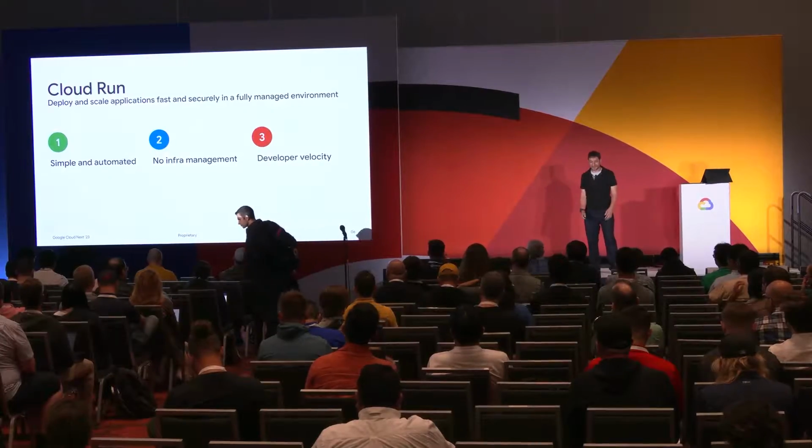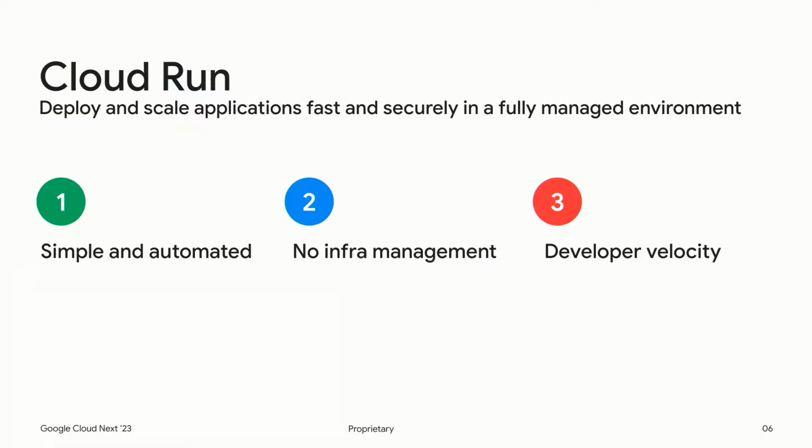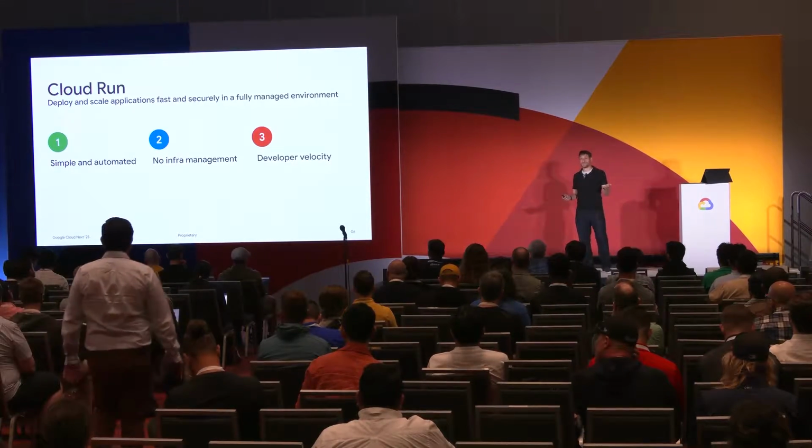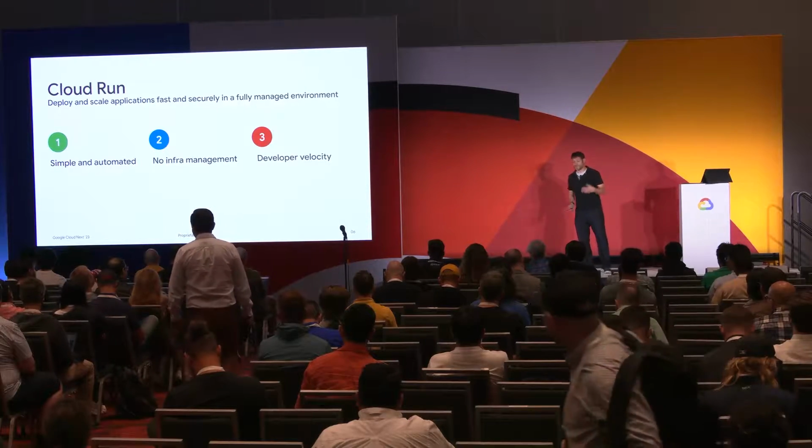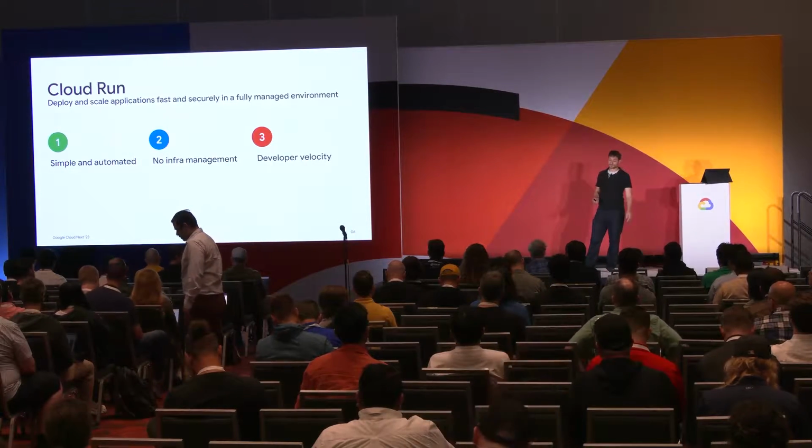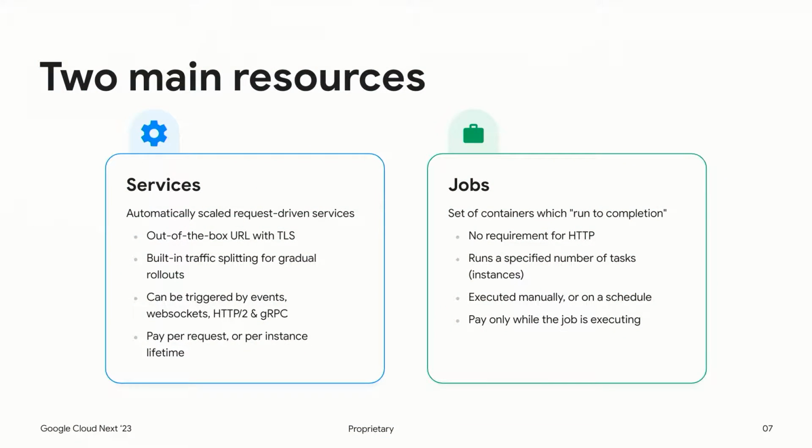Okay. Well, some of this is going to be review, but Cloud Run lets you deploy and scale applications quickly and securely in a fully managed environment. It's simple and automated. You give us a container, and we handle the rest, including scaling up and down and scaling to zero. There's no infrastructure to manage. You don't have to create a compute cluster. You don't have to configure networking or set up TLS certificates. And it allows you to go faster. A developer can go from code to a Cloud Run microservice in seconds.